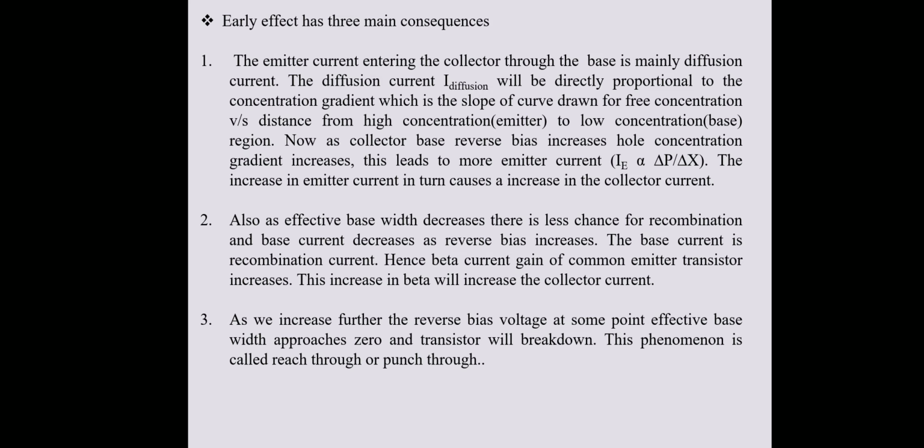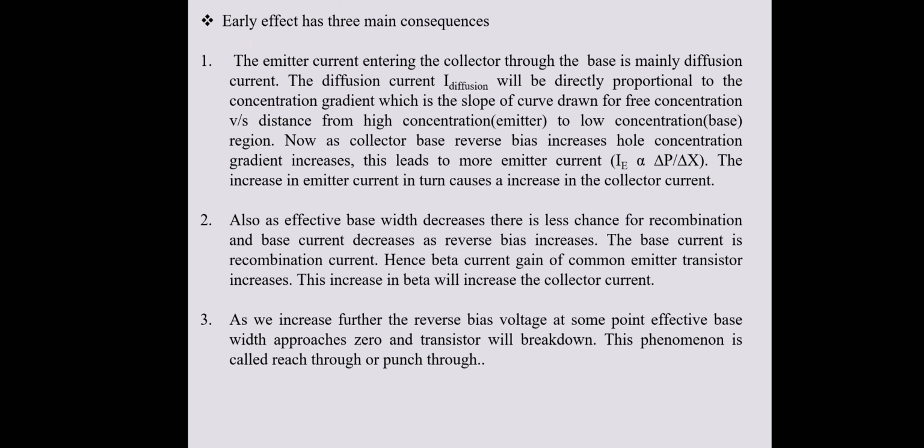We already said that for a common emitter configuration, as WB decreases, the beta increases. As a result, the collector current also increases. The emitter current entering the collector through the base is mainly diffusion current. The diffusion current, I diffusion, is directly proportional to the concentration gradient, which is the slope of the curve drawn for free concentration versus distance, from high concentration to low concentration region.